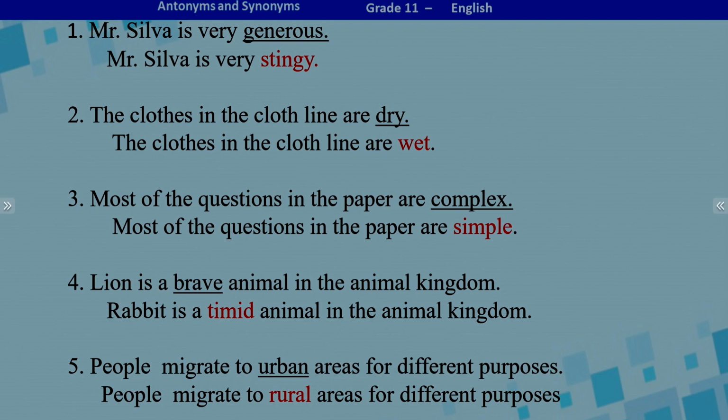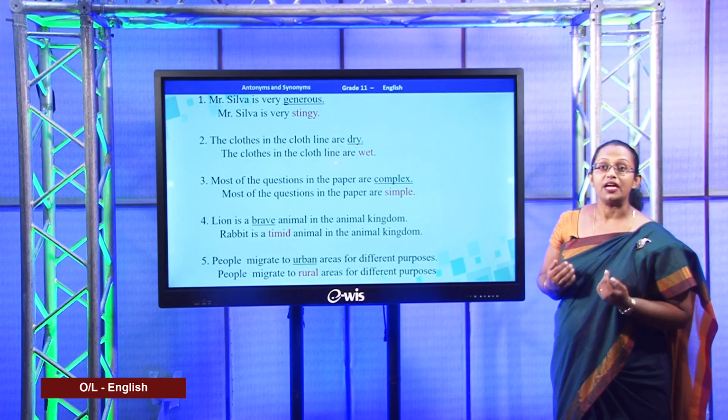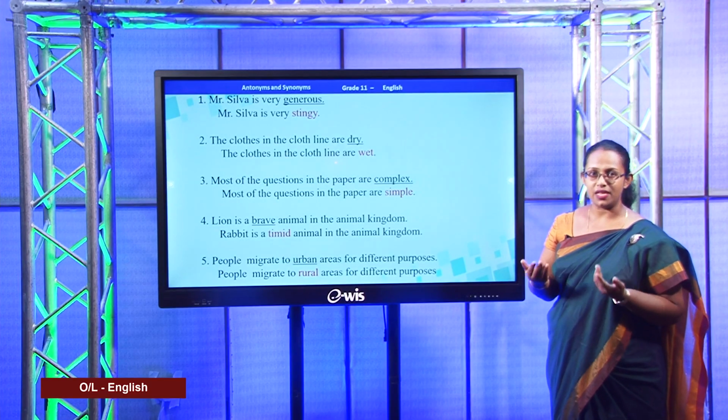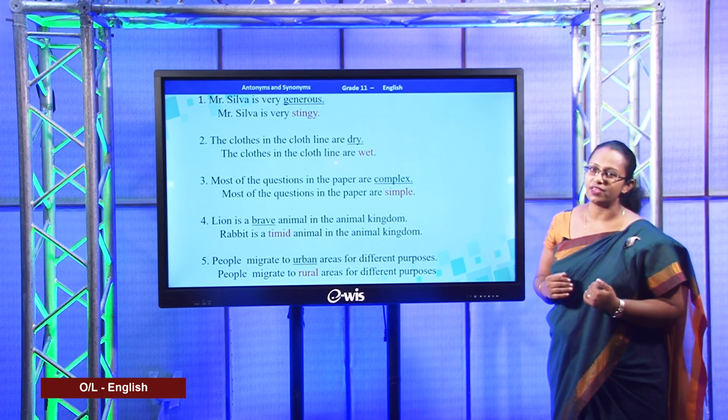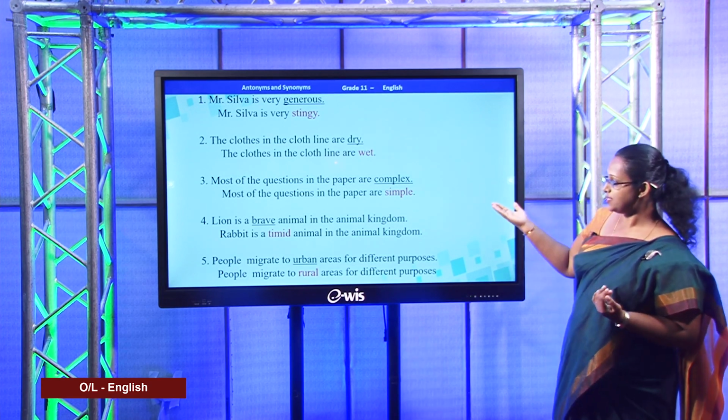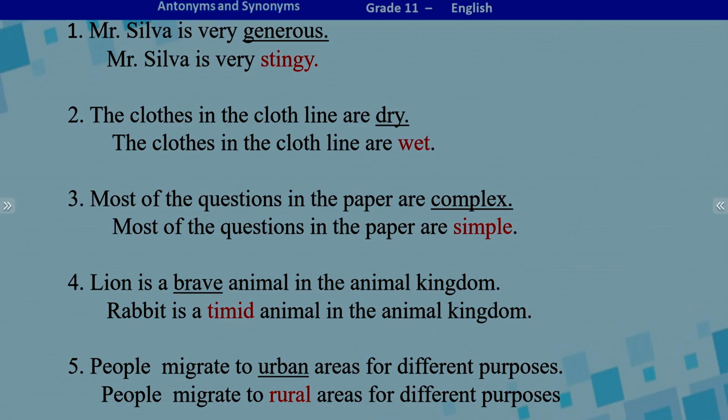Most of the questions in the paper are complex. Do you know the meaning of complex? Think when you get the papers, you find difficult questions as well as easy questions. So, complex is difficult. The meaning of complex is difficult. So, what is the opposite of that? It is simple. That means easy.